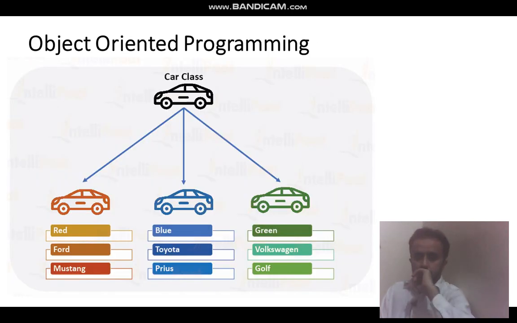We have another example, a class car. There can be cars, for example, a Ford Mustang, maybe it has a red color, a Toyota Prius, maybe it is blue, a Volkswagen Golf with a green color.